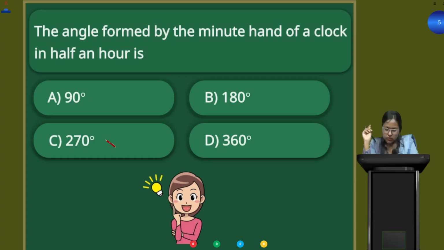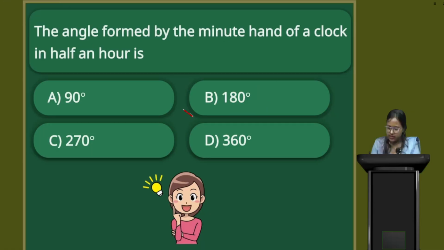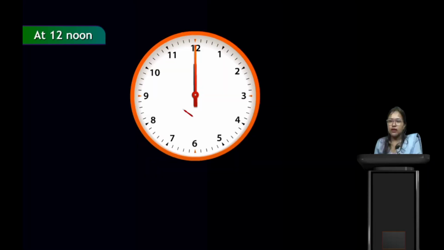What would be your answer for minute hand? For minute hand, when it is 1 hour or 60 minutes, that time it is what? 360 degree. So by minute hand, when it is half an hour or 30 minutes, that time how many degree? 360 by 2, that means 180. Yes, very good. You all are correct. Option B is the correct option, 180 degree.